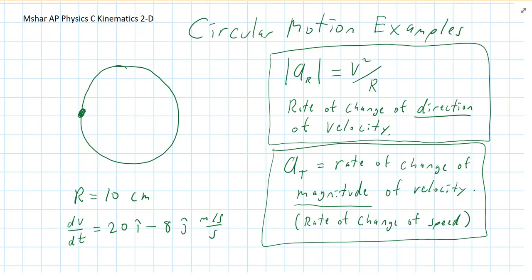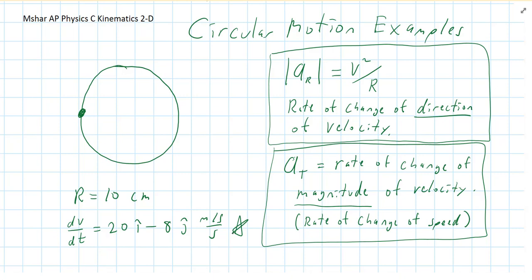All right, so for our example here on the left, for the circle, first of all, let's assume that this is like a little toy car traveling on a track, on a level table. So we're not going to worry about gravity like in the first example we did in the previous video. So here's your acceleration: 20 i hat minus 8 j hat meters per second per second.